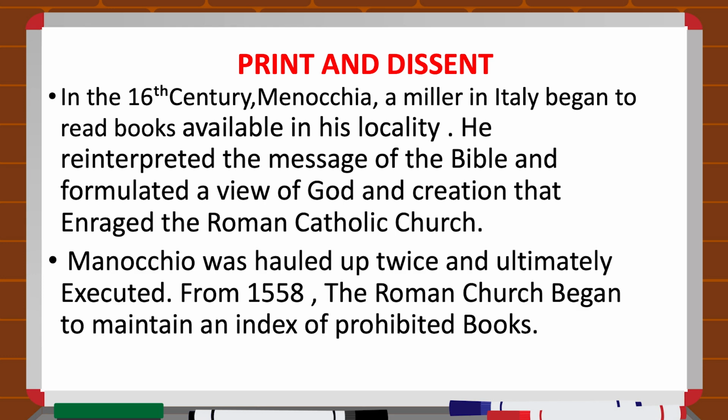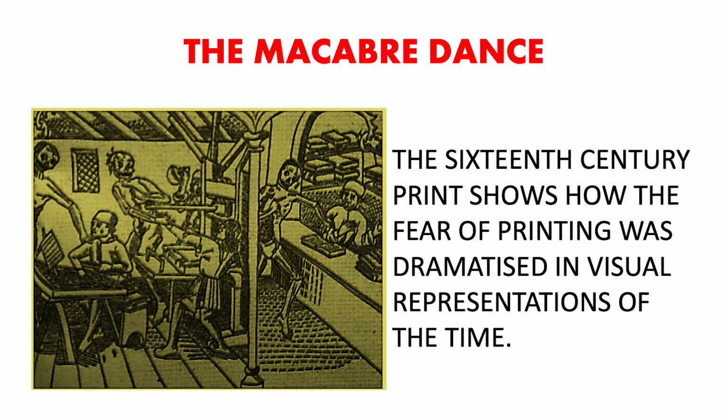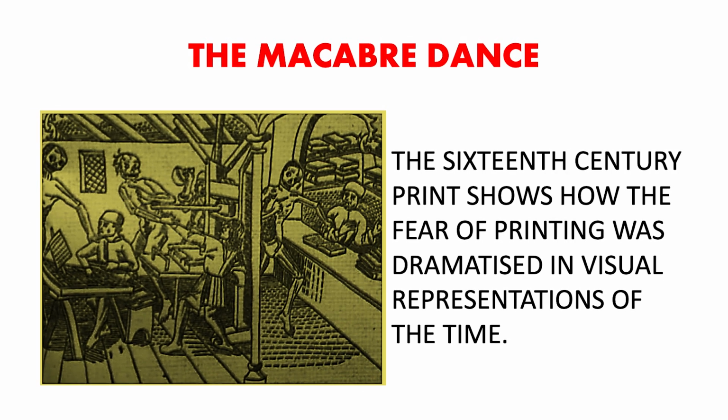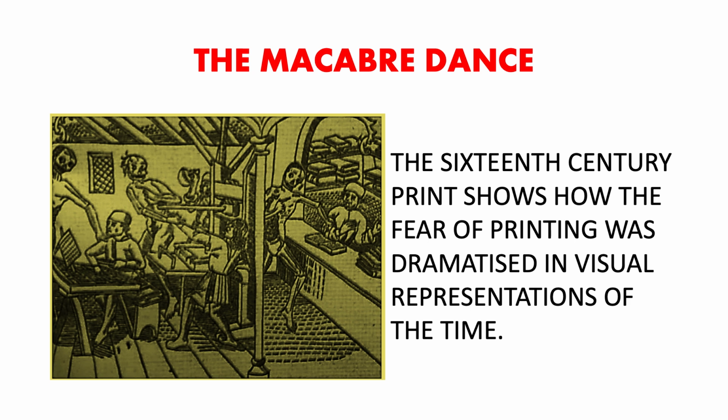Menocchio was hauled up twice and ultimately executed. From 1558, the Roman Church began to maintain an index of prohibited books. The print shown here is named the macabre dance. In this highly interesting woodcut, the coming of the print is associated with the end of the world.